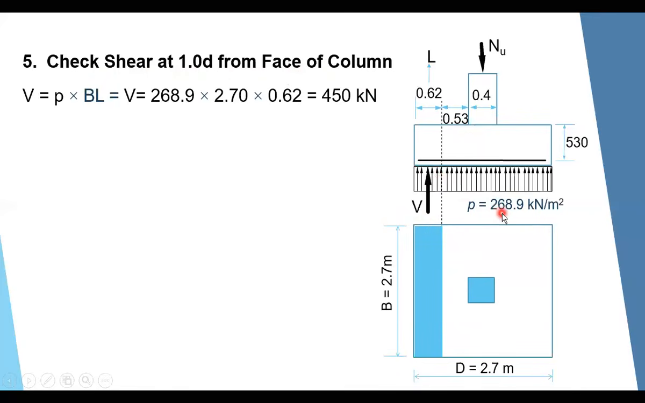So it will be 268.9 times B times L, where L is this distance here. So we can calculate this L. In this problem, L equals 2.7 minus 0.4, all divided by 2, again minus 0.53, which will give you this distance here, which is 0.62. So the V capital equals 268.9 times 2.7 times 0.62. So it will be 450 kilonewton.